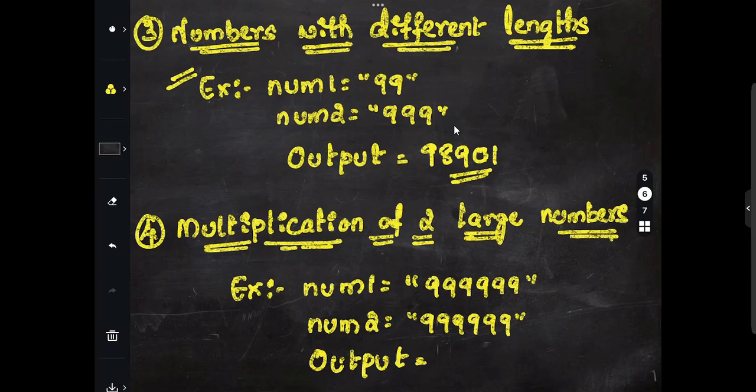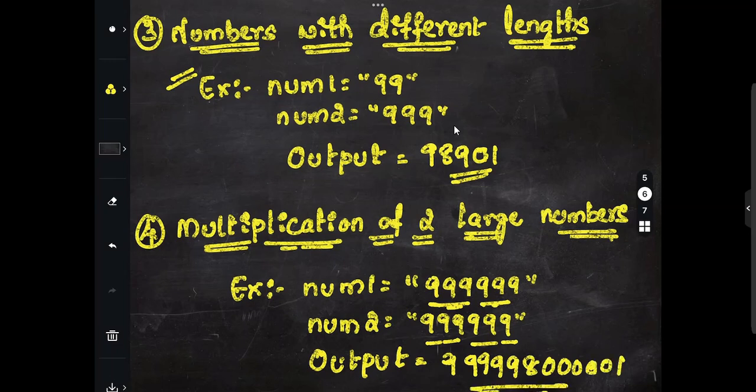So the final one here is multiplication of two large numbers, nothing but 999,999 into 999,999. You can just make use of the calculator for this one. This one will be the output basically. So these are the 4 edge cases that we need to consider here.